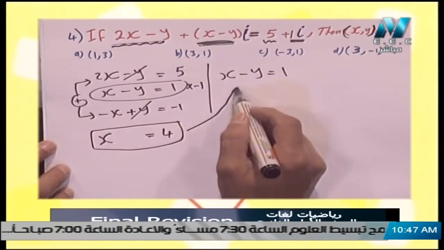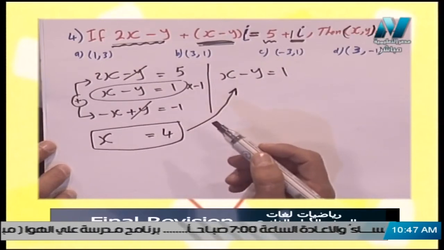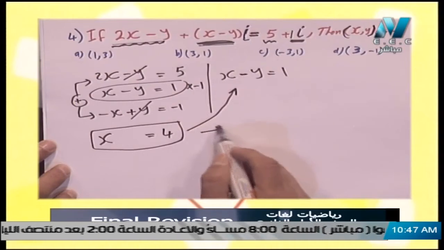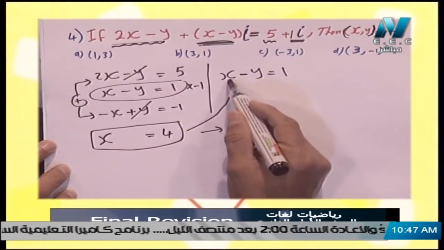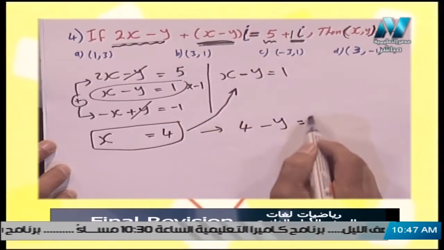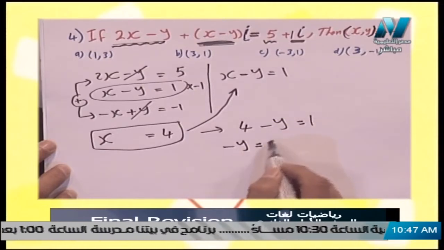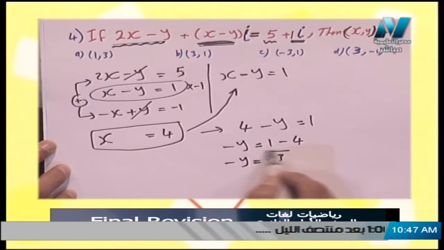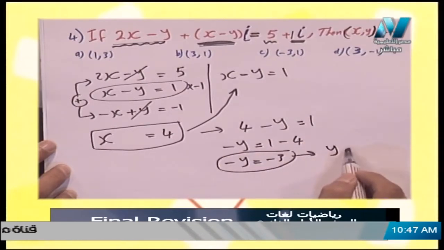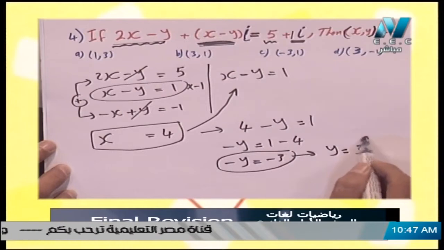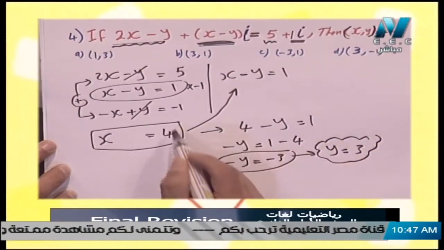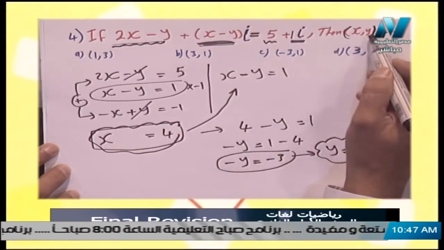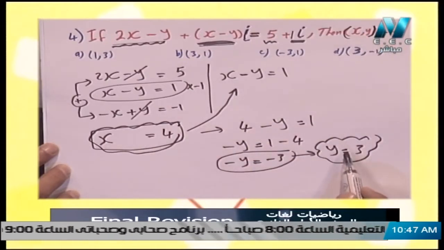By substituting in any one of the two equations, if we choose this equation, then x here will be 4. Instead of x we put 4, minus y equals 1. So negative y equals 1 minus 4, equals negative 3. And we can say that y equals 3. Here y equals 3 and x equals 4. So we can say that x and y here equal 4 and 3.